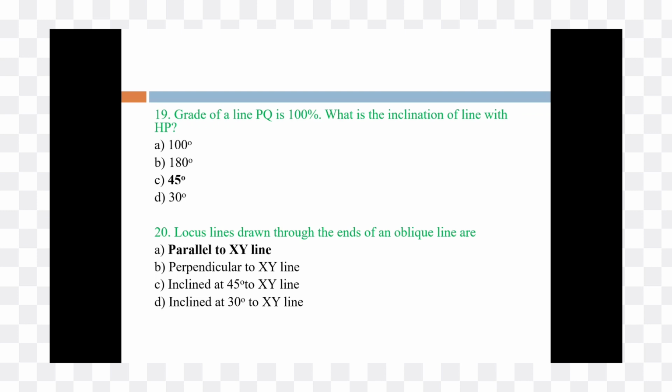Okay, and the last one, 21: locus lines drawn through the ends of an oblique line are. So here, while solving the problem, we have seen that whenever we draw the locus lines, whatever the locus lines are, we draw them parallel to the xy line. So that's why option A will be correct here.